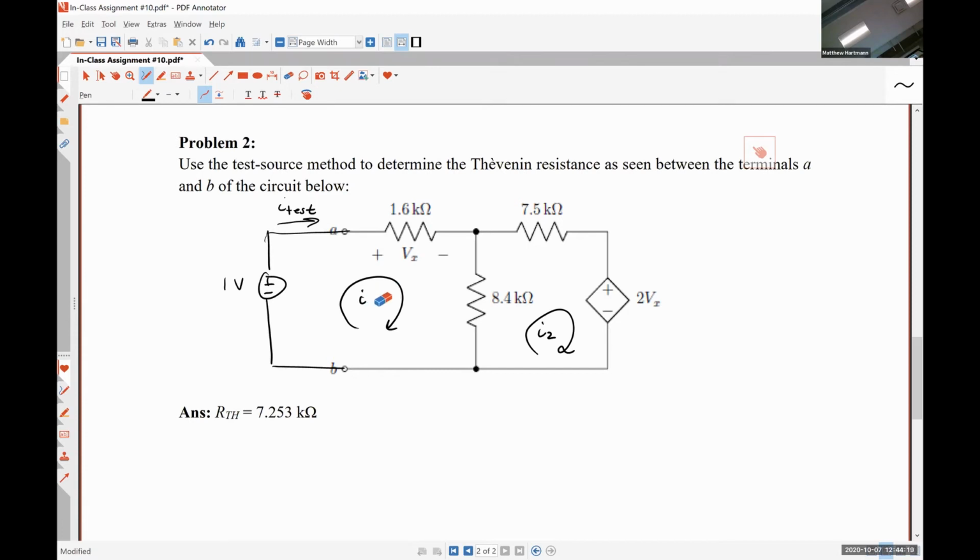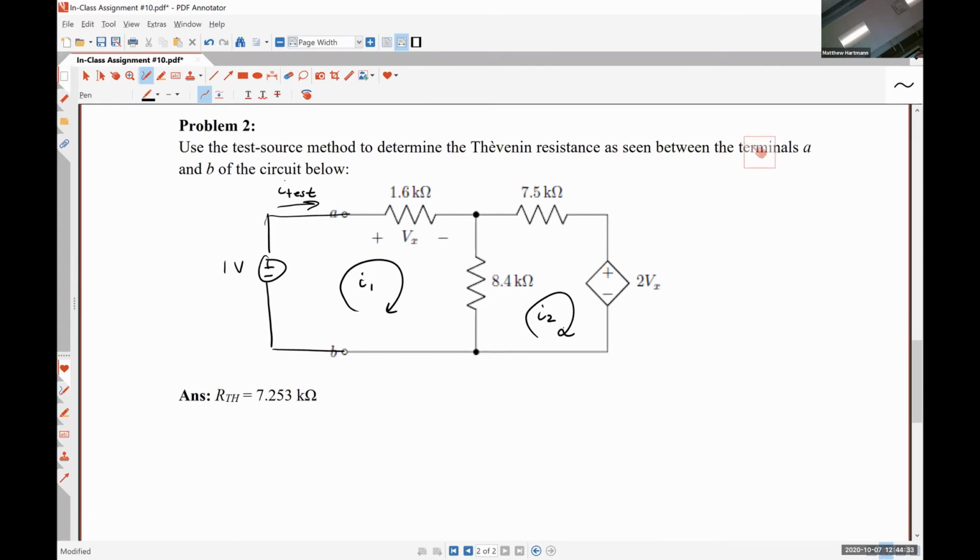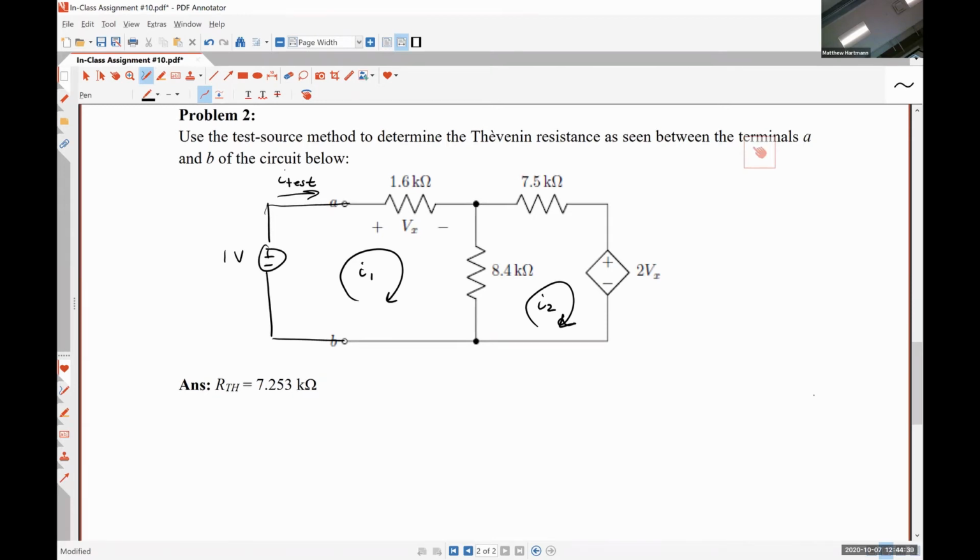Actually, no, I don't want to do that, because the reason why I'm hesitant on calling that whole mesh I test is because I test doesn't flow down through the 8.4 kilo ohm resistor, and I would not want to confuse you guys on that point. So we're just going to call it a completely separate mesh current. Alrighty, so there are no current sources, so we can just simply do KVL.